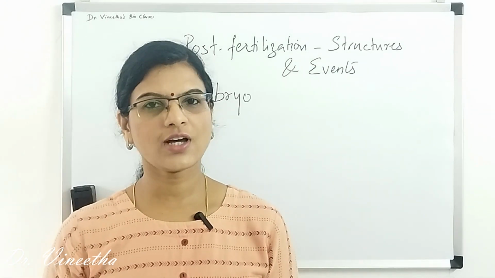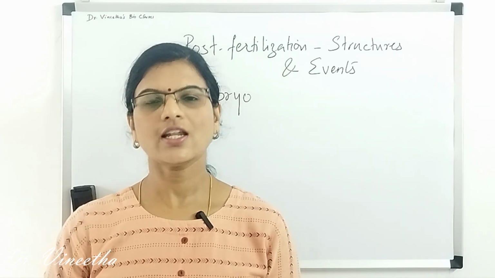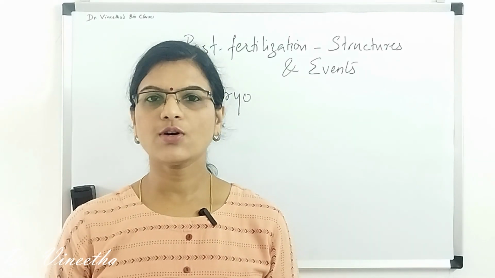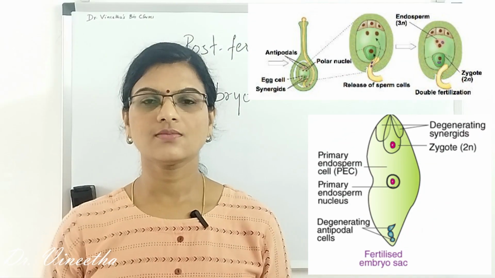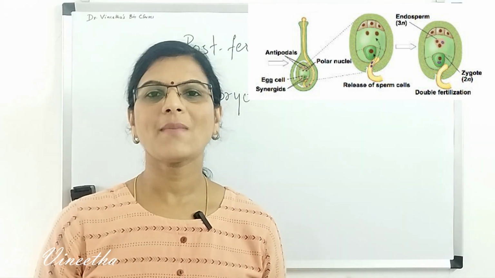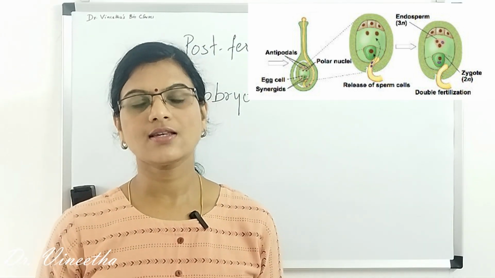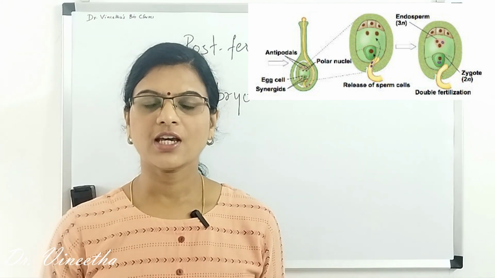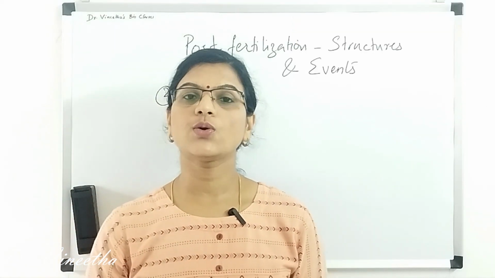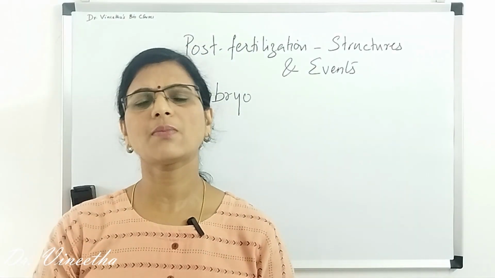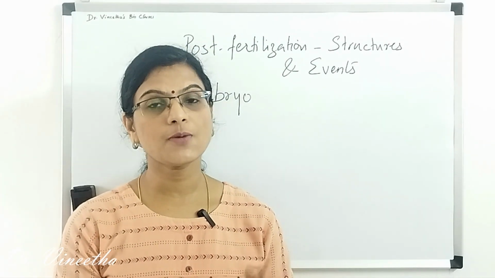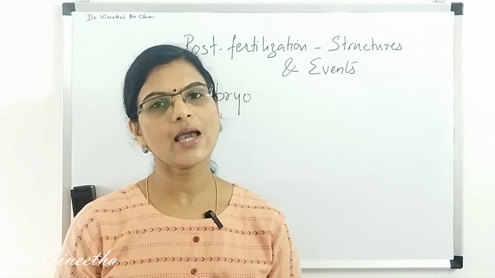So the next structure in the post-fertilization events is the embryo. We already saw that the embryo is developed at the micropylar end, right? The male gamete, which enters through the filiform apparatus in the synergid cells through the micropylar end, fuses with the egg cell and forms the embryo, right? And this embryo develops only when some amount of endosperm is formed, because we already saw that the endosperm gives nutrition to the embryo.